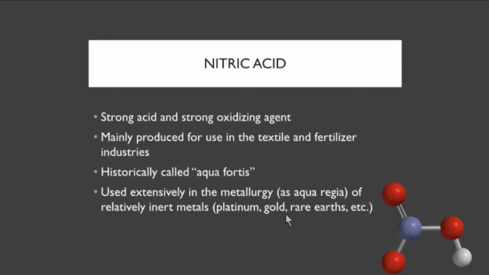However, the use of nitric acid in metallurgy is often in the form of aqua regia. Aqua regia is a mixture of nitric acid and hydrochloric acid with a ratio of 3:1. That is 3 parts hydrochloric acid and 1 part nitric acid. This combination of two strong acids, along with the oxidizing power of nitric acid, is more than enough to convert almost all metals into their ionic states.